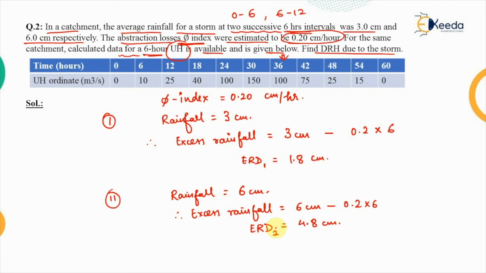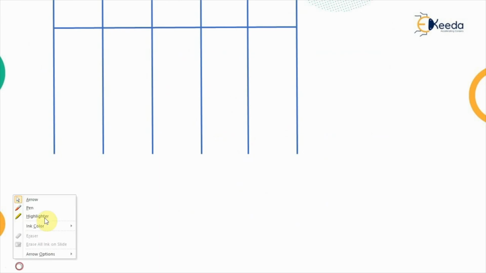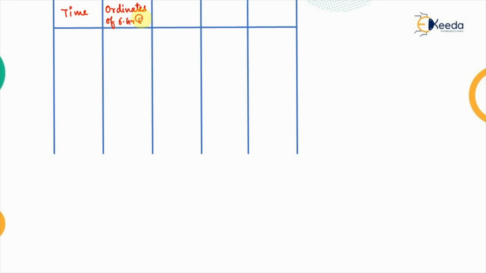Now we have the ordinates of the unit hydrograph. The first column will correspond to the time, and the second one will be the ordinates of the 6-hour unit hydrograph, with time starting from 0, then 6, 12, 18, 24, 30, 36, 42, 48, 54, then 60. The ordinates of the unit hydrograph are 0, 10, 25, 40, then 100, 150, then again 100, then 75, 25, 15 and 0.